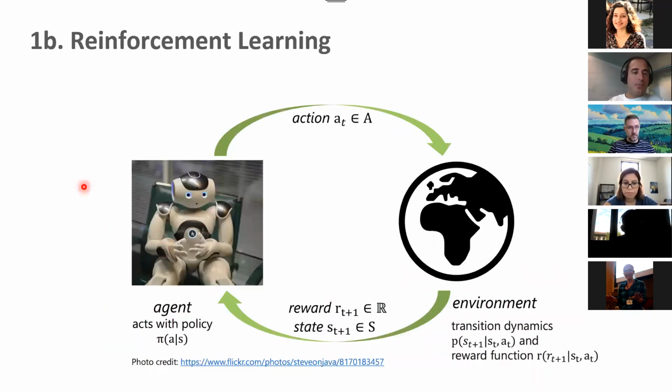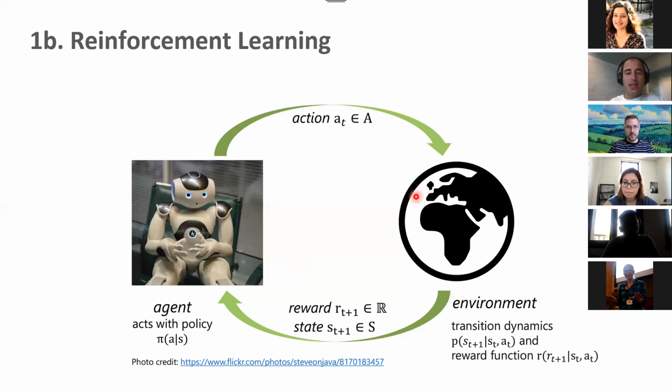Now, let's talk a bit about reinforcement learning. In reinforcement learning, the goal is to achieve some sort of goal, to solve some sort of task. We typically say there is some environment. Here it is the world itself. And then there is some agent.